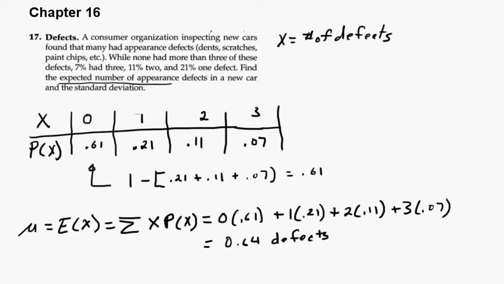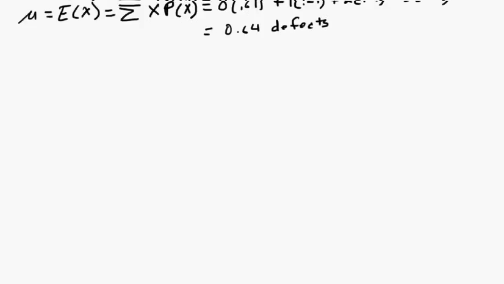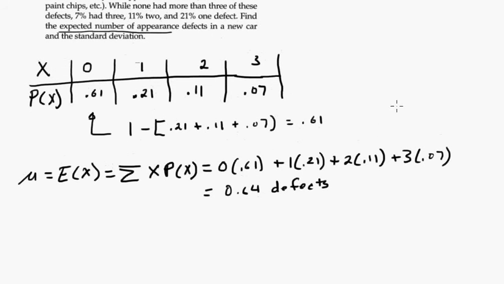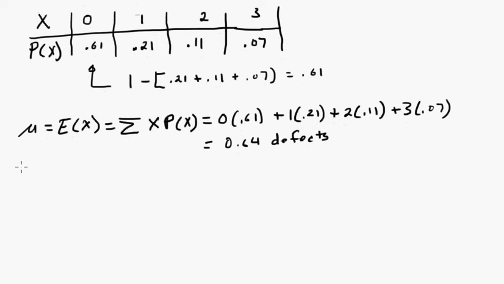Okay? Now, I believe they also want to know the standard deviation. There it is. So the standard deviation is the square root of the variance. So let's do the variance first. The variance is the sum of the outcomes less the expected value squared times the probability of the outcome.